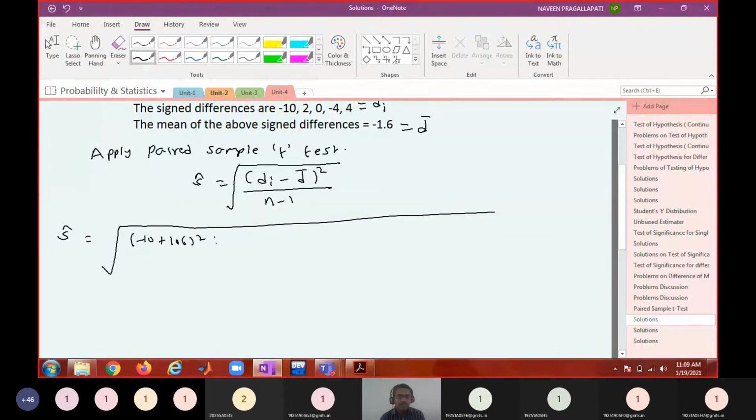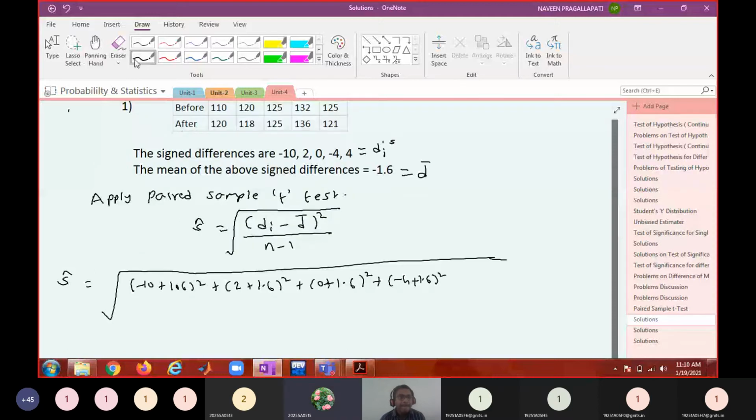Variance is 39.7. Sir, is it 2 plus 1.6 whole square or 2 minus 1.6 whole square? You take it as di minus d bar. Yes, di minus d bar. But you take minus of plus, minus of minus, plus only, no?